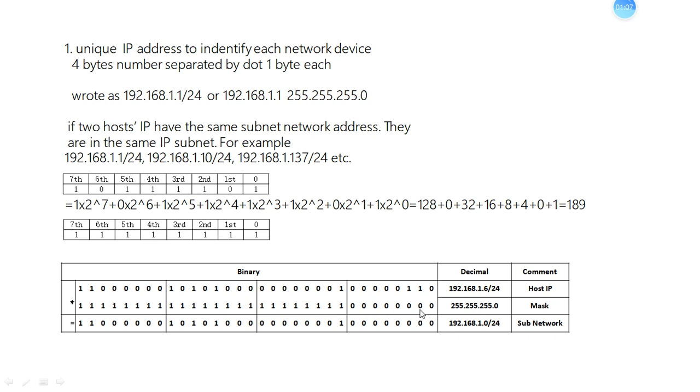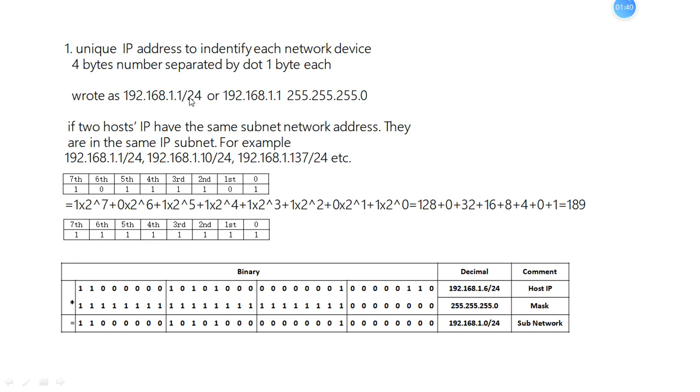Okay, and then if you convert to decimal, 255 is 8 bits of 1. Okay, 255.255.255.0, right? That's why this IP address can be written in this format. The IP address and mask together represent one single device or one single interface.